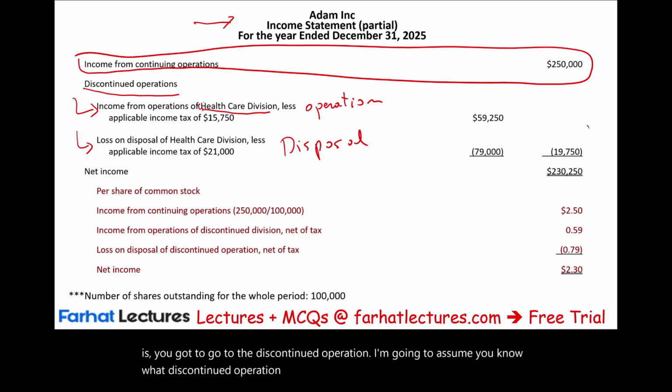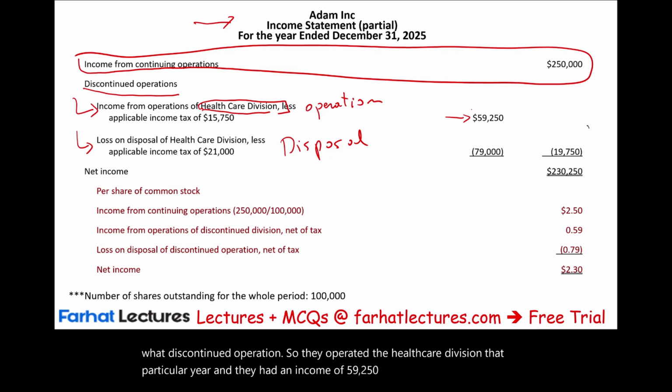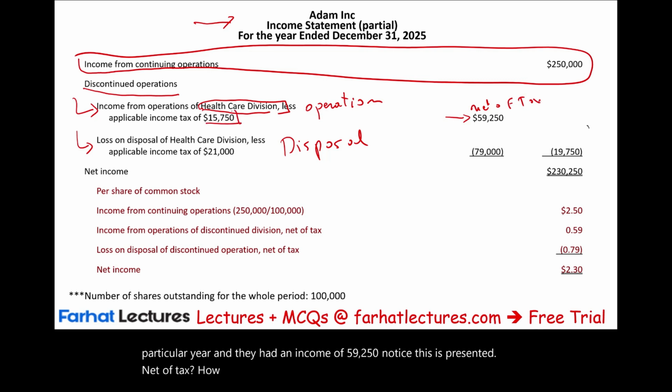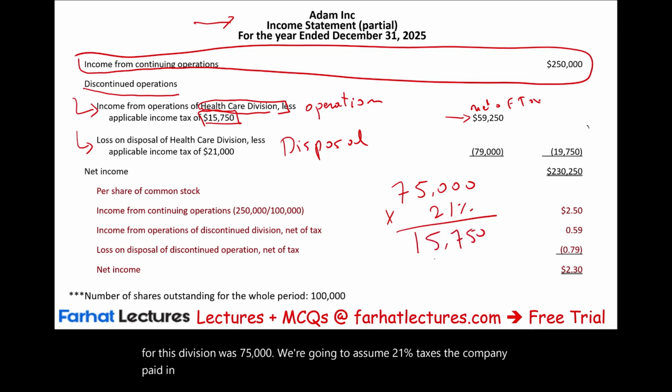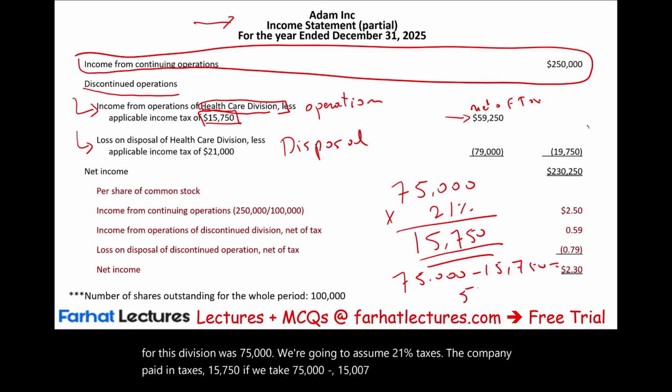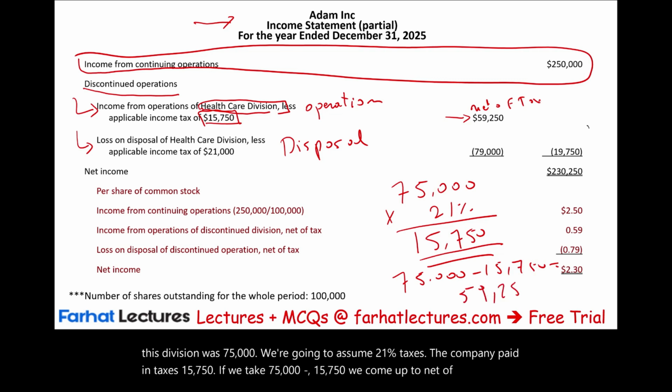So they operated the healthcare division that particular year, and they had an income of $59,250. Notice this is presented net of tax. How much tax did they pay? $15,750. In other words, the net income for this division was $75,000. We're going to assume 21% taxes. The company paid in taxes $15,750. If we take $75,000 minus $15,750, we come up to net of tax $59,250.